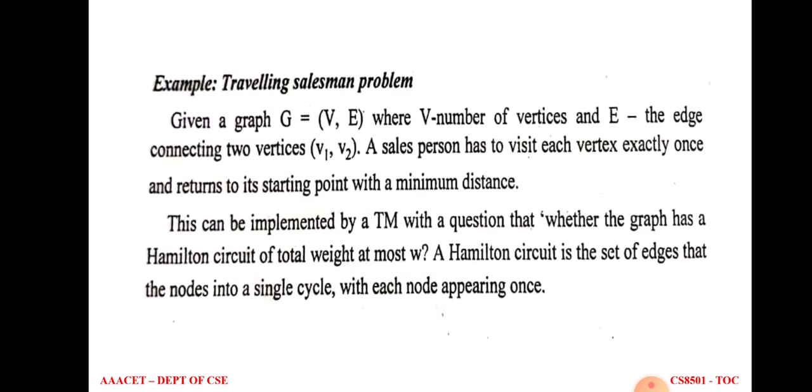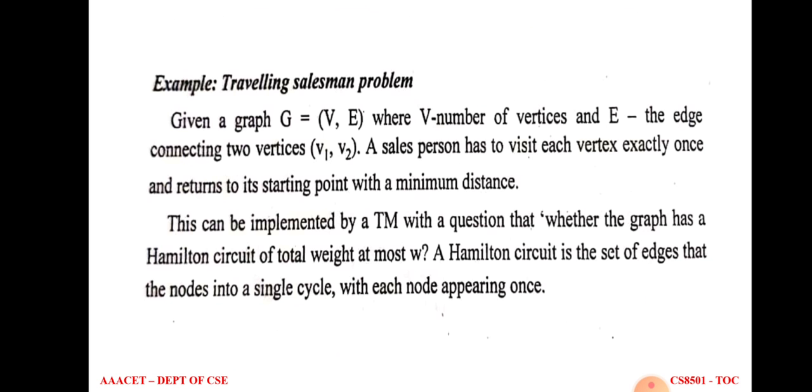Next we will see the example problem for class NP. For class NP, the example problem is the traveling salesman problem. Here this problem can be solved in polynomial time with a non-deterministic Turing machine. So what is the traveling salesman problem? Consider the graph G is equal to (V, E), where V is vertices and E is edges. Edges mean we have to connect two vertices V1, V2.